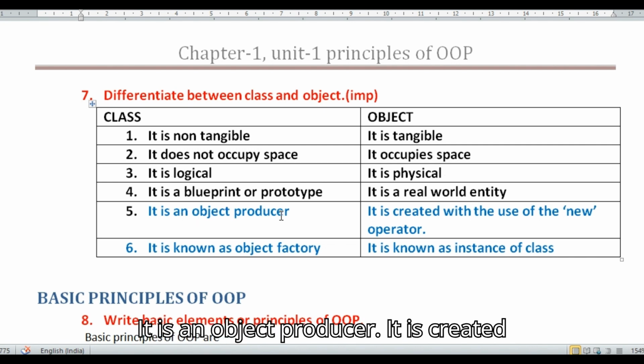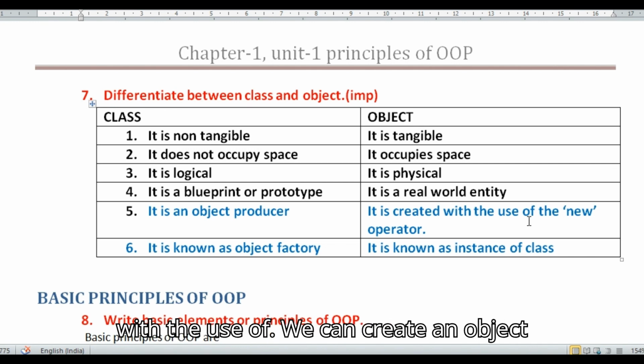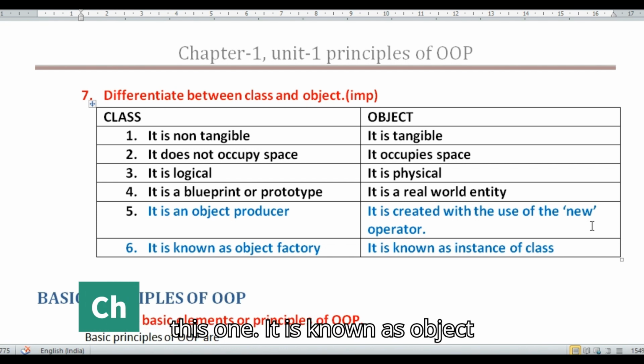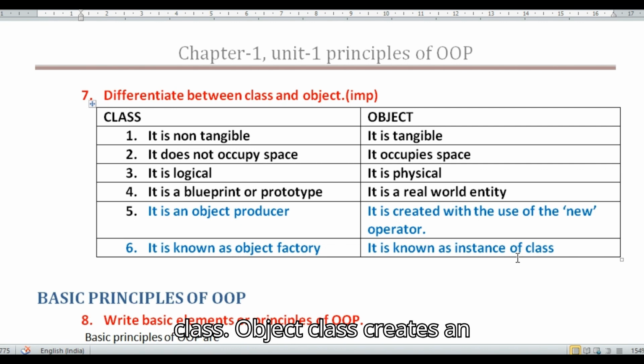Class is an object producer, it is known as an object factory. We can create an object using the operator new. We will discuss about this one. Object is known as an instance of a class. Class creates the object, so object is known as instance of class.